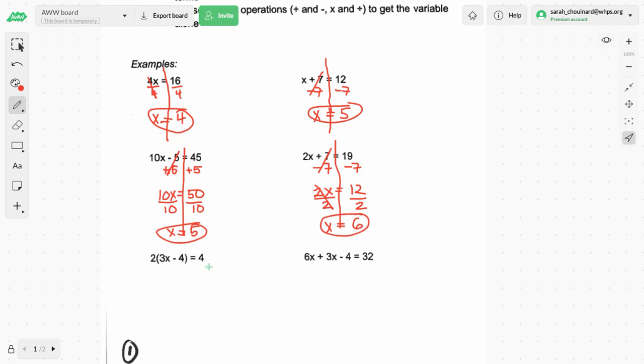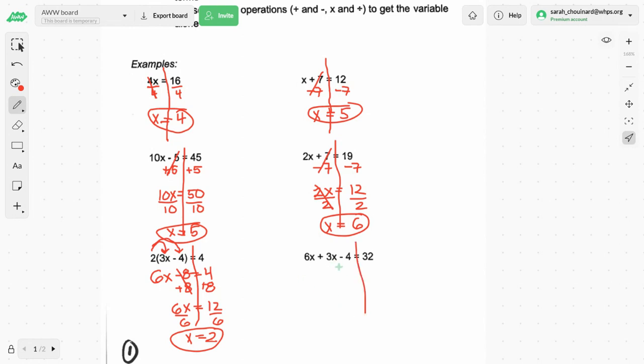For these next two, I do see some distribution and some combining like terms that I need to do first. So I first need to distribute the 2 before I can even start solving. That gives me 6x minus 8 equals 4. Then I'm going to do plus 8 to get rid of the minus 8. So 6x equals 4 plus 8 is 12. Then I'm going to divide both sides by 6. 12 divided by 6 is 2. So my final answer is x equals 2.